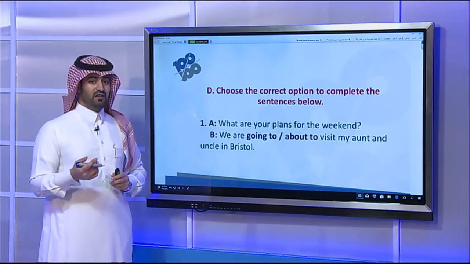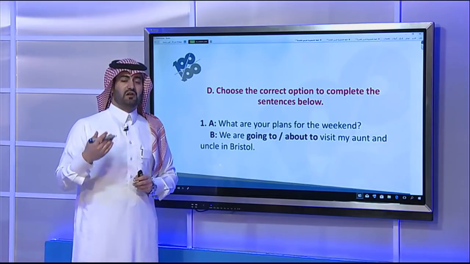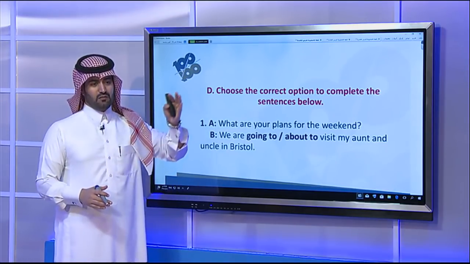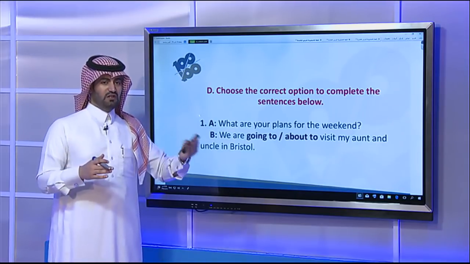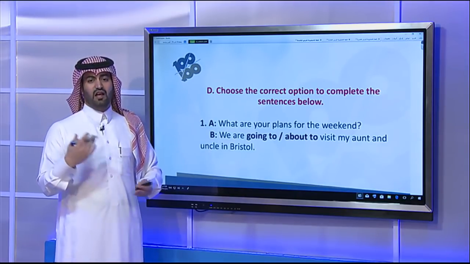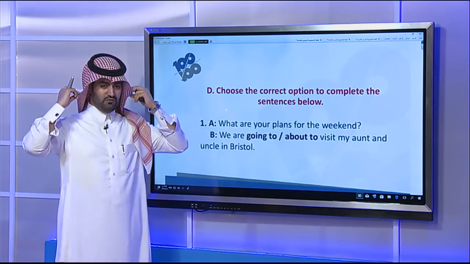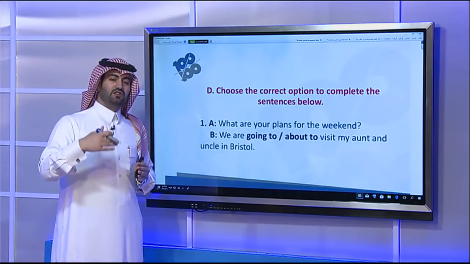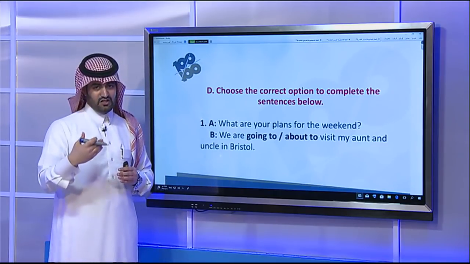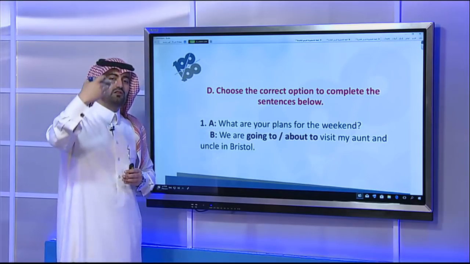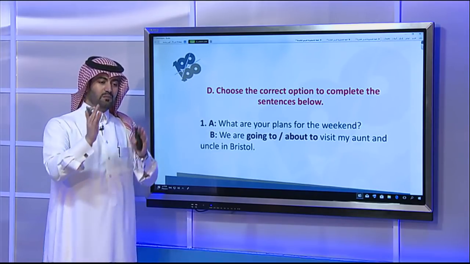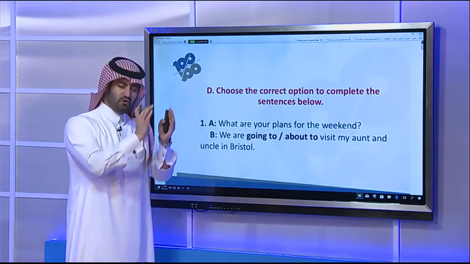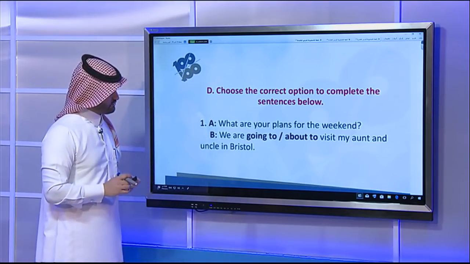What else did we learn about the future tenses? Future perfect. What is the future perfect? Will plus have plus past participle. Will have left, will have played, will have done, will have written. When do you use the future perfect? We use the future perfect when we talk about an action that will be completed. The action is not completed yet, but it will be completed in the future, before a specific point in the future.